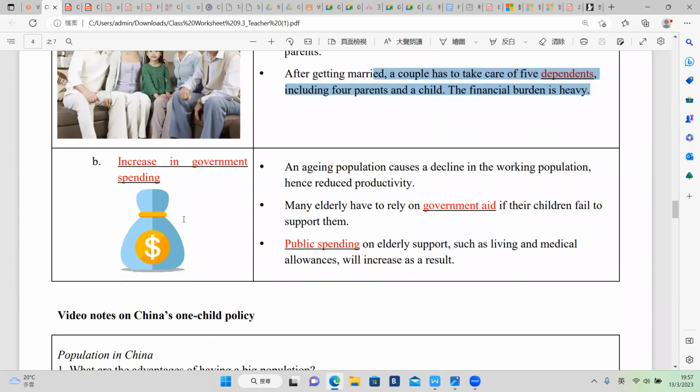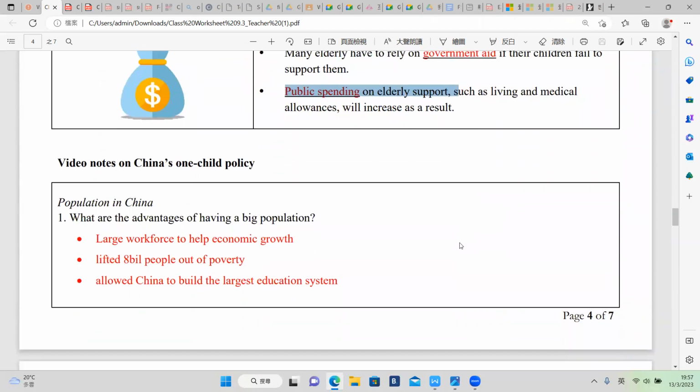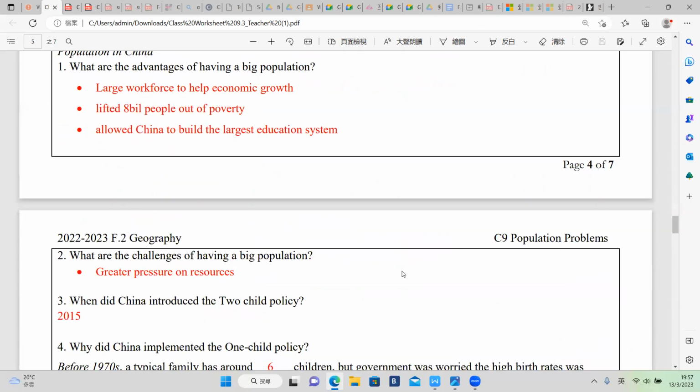Increase in government spending. The aging population causes a decline in the working population, hence reducing productivity. Many elderly have to rely on government aid, and their children fail to support them. Public health spending on elderly support is also important.